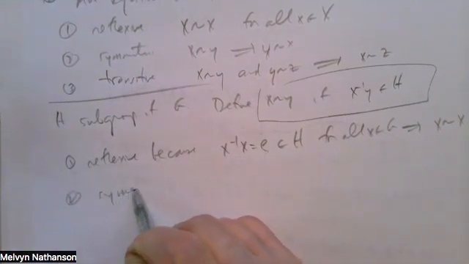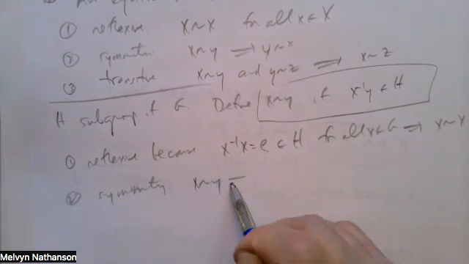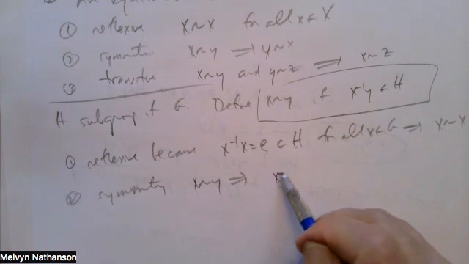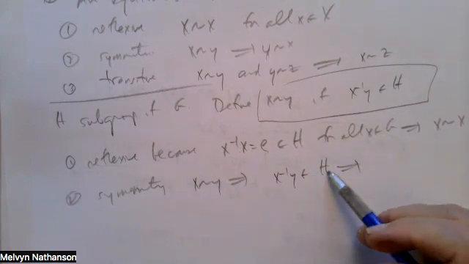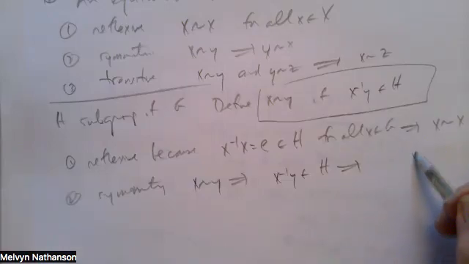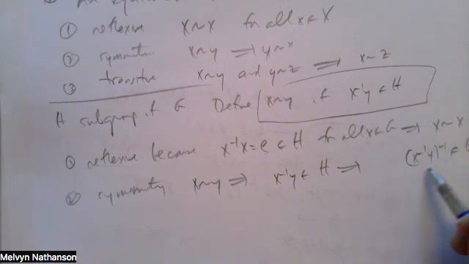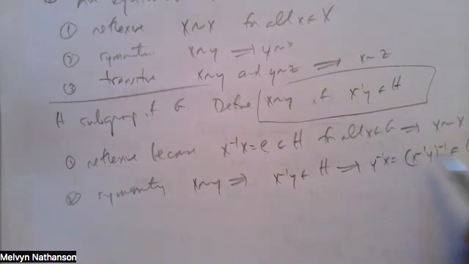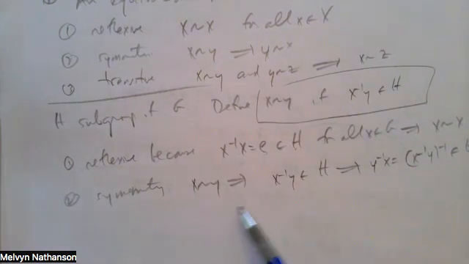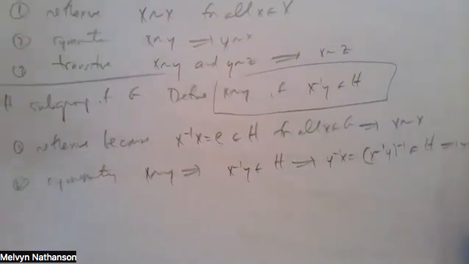It's symmetric. Why is it symmetric? If x is related to y, then x inverse y is in H. But H is a subgroup. So (x inverse y) inverse is in H. But (x inverse y) inverse is y inverse x. That means y is related to x. So x related to y implies y is related to x.